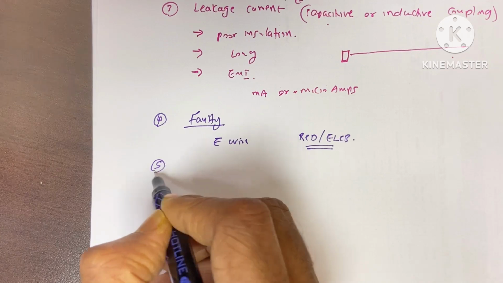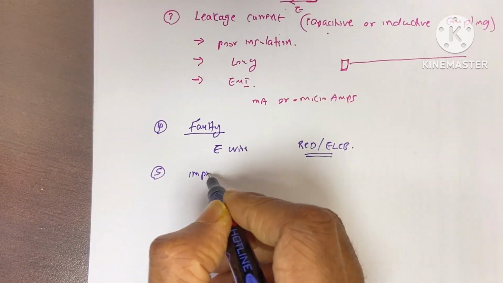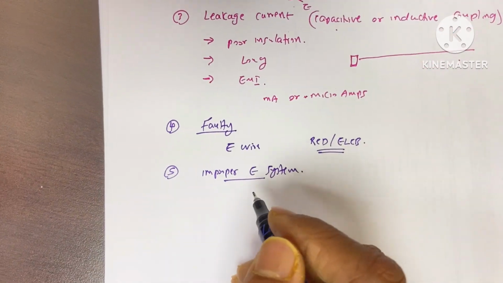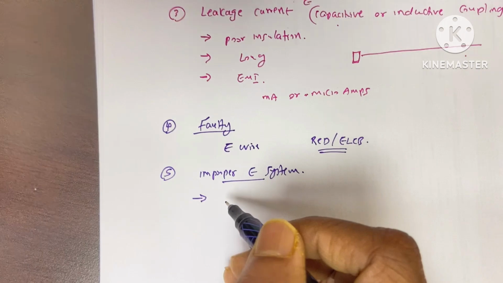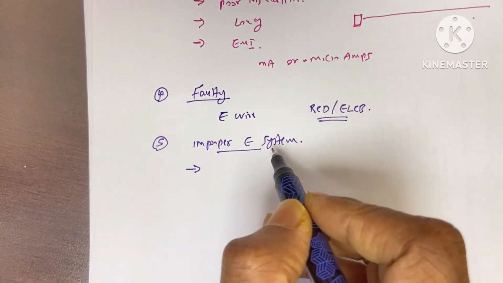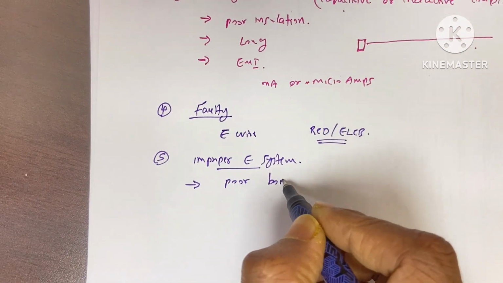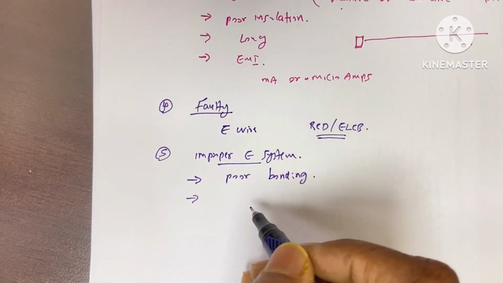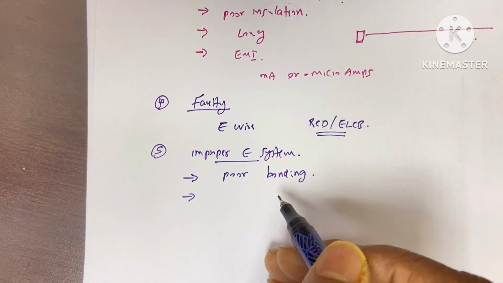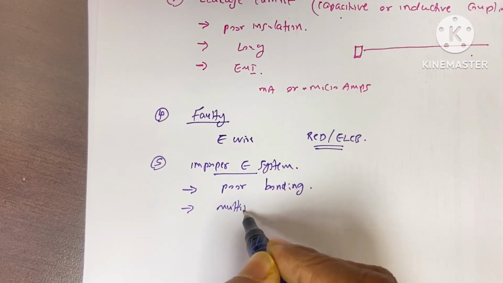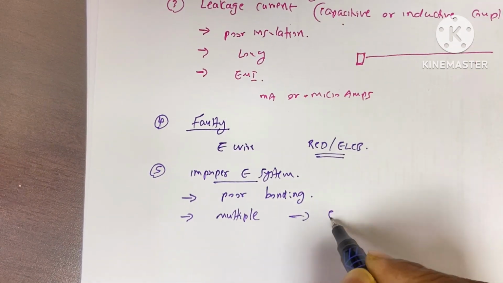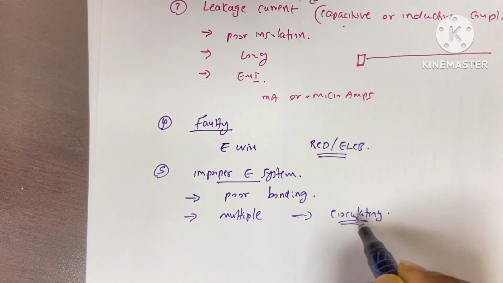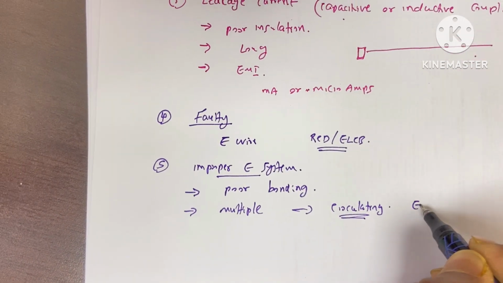The next one may be an improper earthing system. There may be various reasons which lead to this problem. It may be poor bonding or grounding of your earth system, and it may be due to multiple earth points. Due to this, circulating current would be produced on your system, and the circulating current would pass through your earth wire.